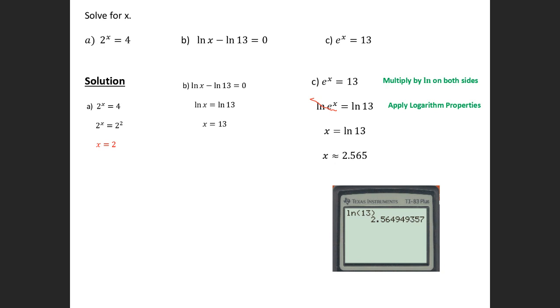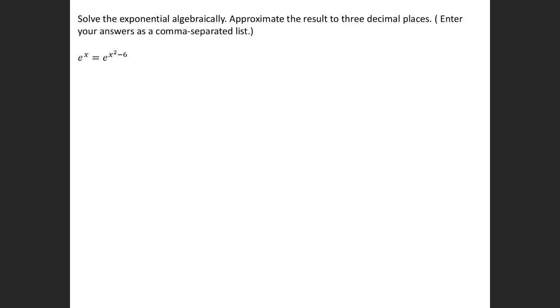But if you feel like drawing a line through it helps you, then that's fine. So this is 1 raised to the x. We're going to have x and then natural log of 13. So we can use the calculator, natural log of 13, and then round to 3 decimal places. Okay. So here's a 9, so I'm going to make that 4 or 5. So that idea, you're going to use it quite a bit. So let's look at this one.